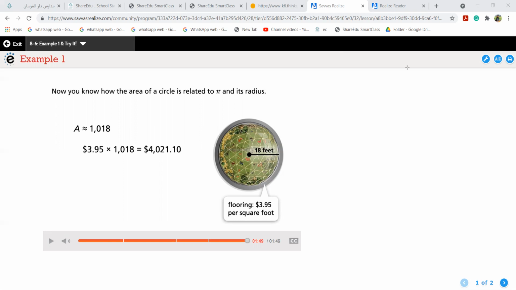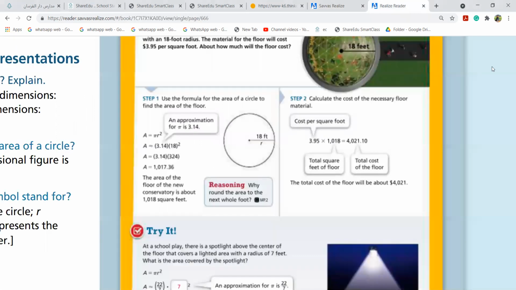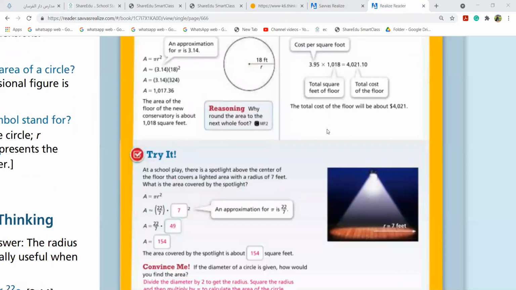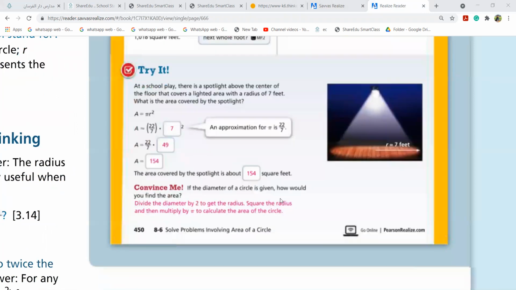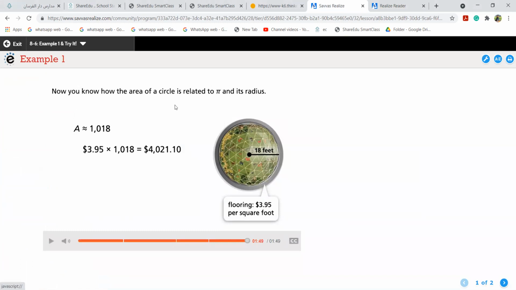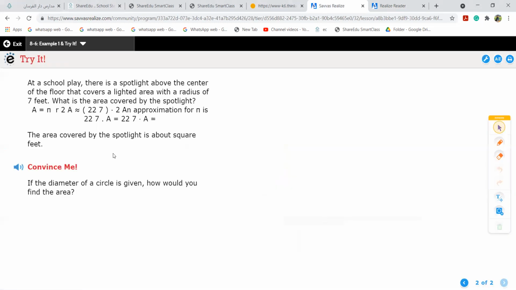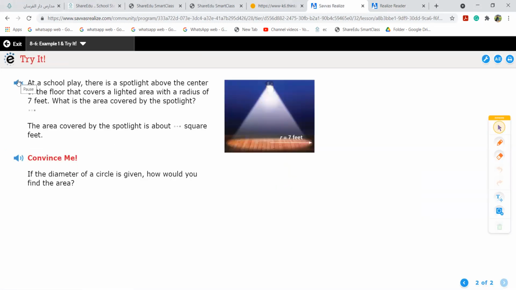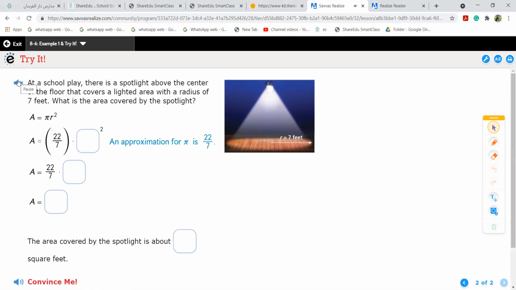Now here, coming to the question, try it. At a school play, there is a spotlight above the center of the floor that covers a lighted area with a radius of 7 feet. What is the area covered by the spotlight? Okay, so area is pi r square.